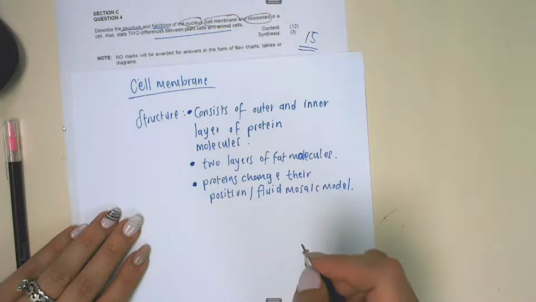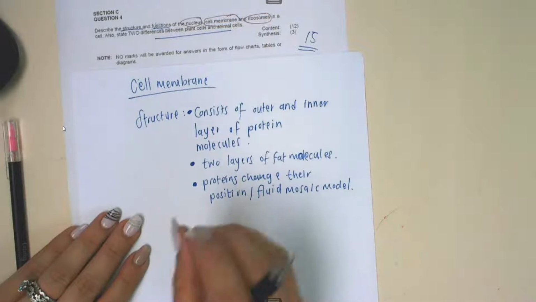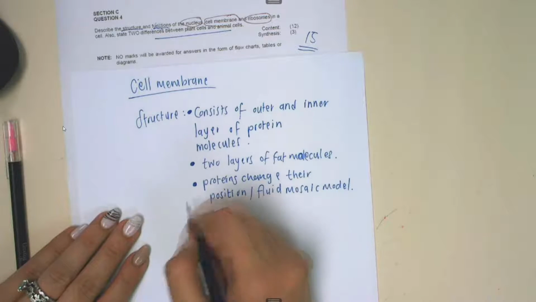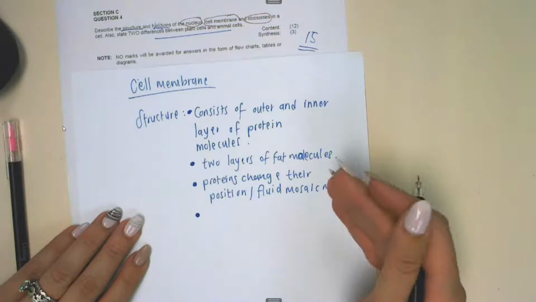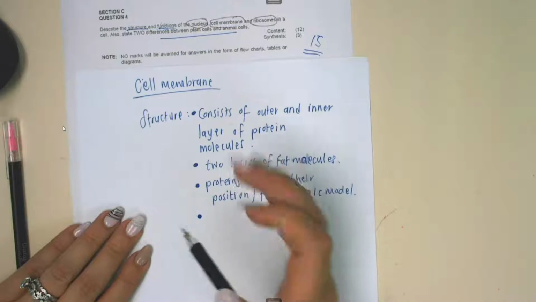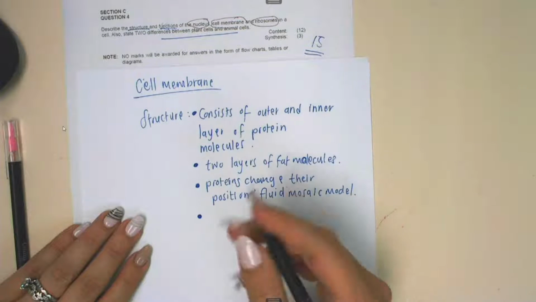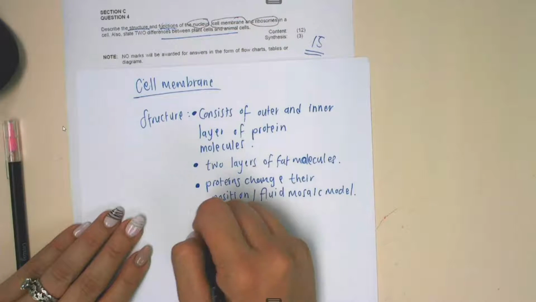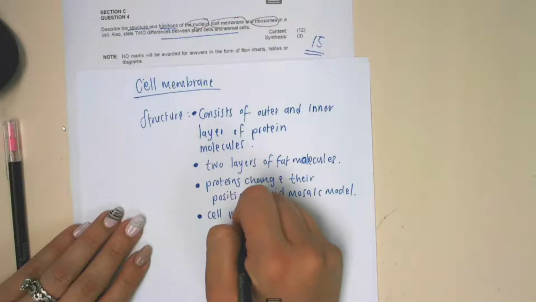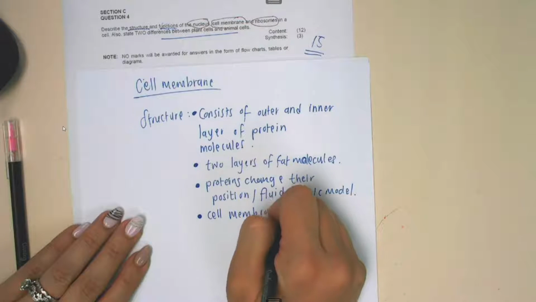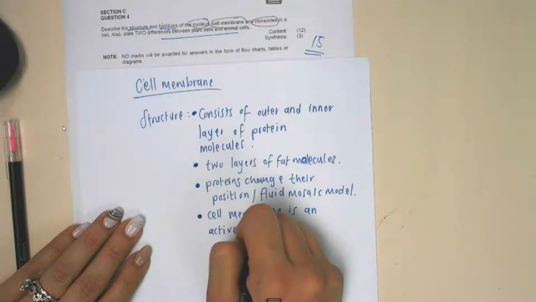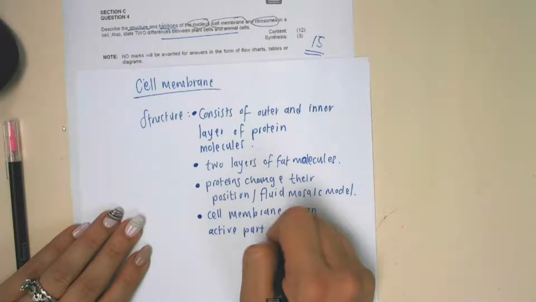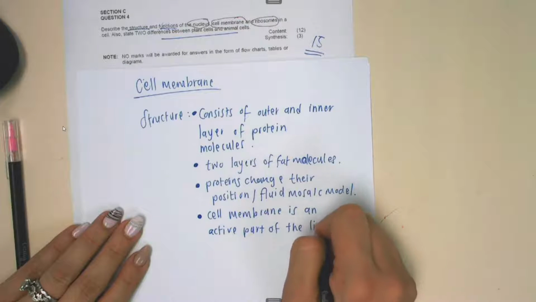Then you can also say that the cell membrane is an active part of the living cell. Remember, as I said, some parts just play a more important role than others. Remember, we said the cell membrane also makes sure that certain things enter and exit the cell. So the cell membrane is an active part of the living cell.